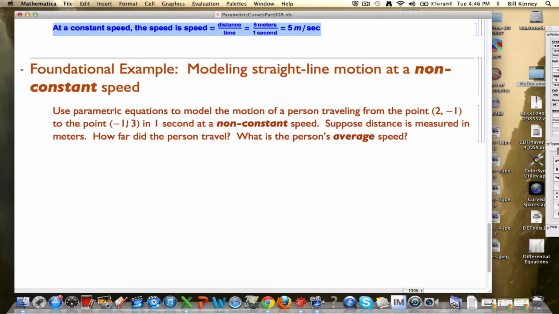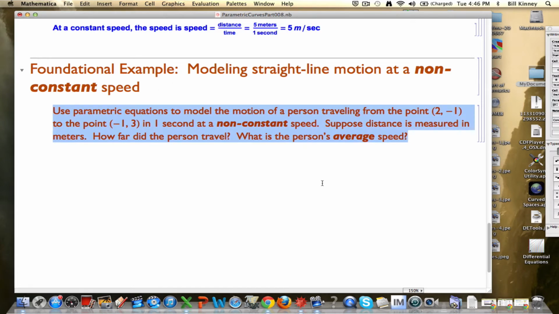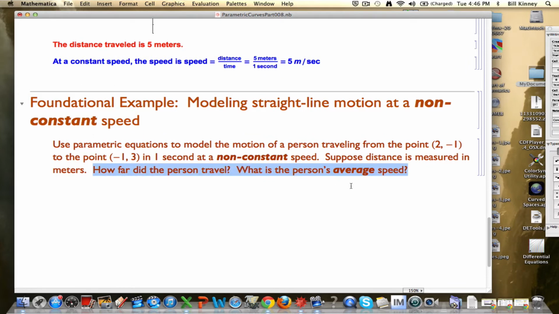Now we want to consider another foundational example, modeling straight line motion at a non-constant speed. Basically everything is the same as the last question, except I've emphasized now we're doing it at a non-constant speed, and we're going to calculate the person's average speed instead of their actual speed the whole time. Their speed is changing, so we have to calculate an average. As far as these questions go, the answers are pretty easy. The answer for the distance is still 5 meters because we're still starting at the same point and ending at the same point along a straight line.